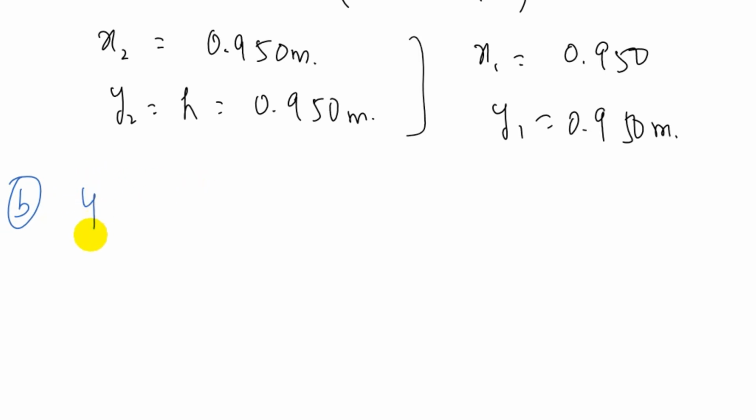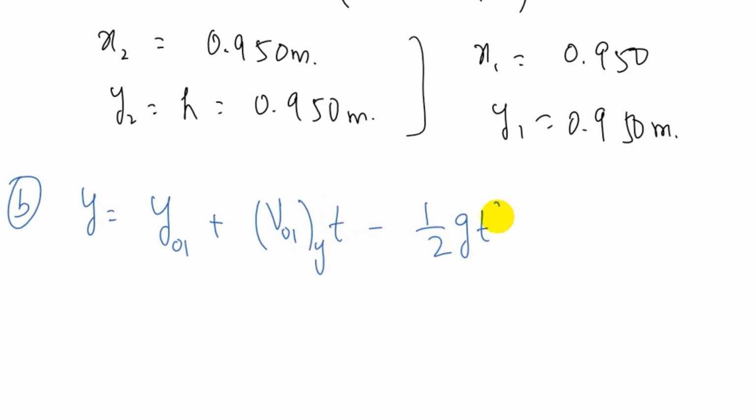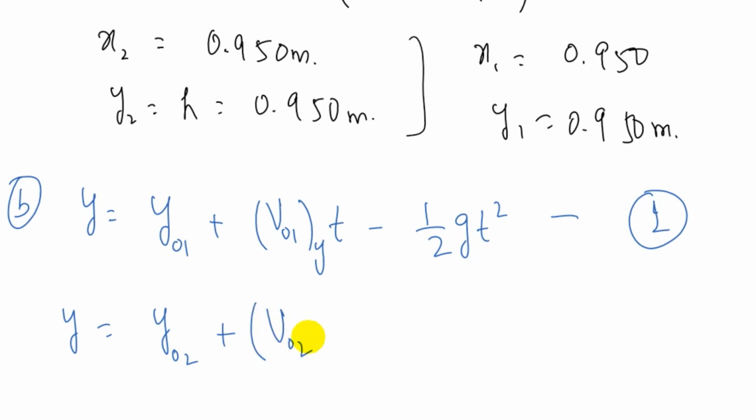So we have y equals, this is marble 1, so y naught 1 plus v naught 1 in the y direction multiplied with t minus 1 over 2 g t square. This is for marble 1. Now for marble 2, y will be equal to y naught 2 plus v naught 2 in the y direction multiplied with t minus 1 over 2 g t square.